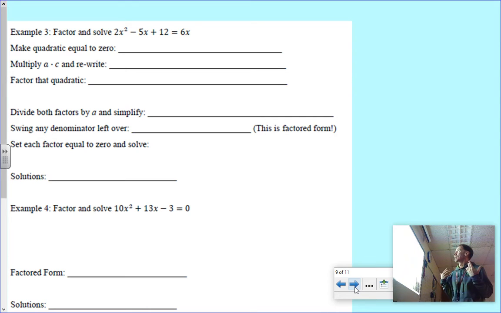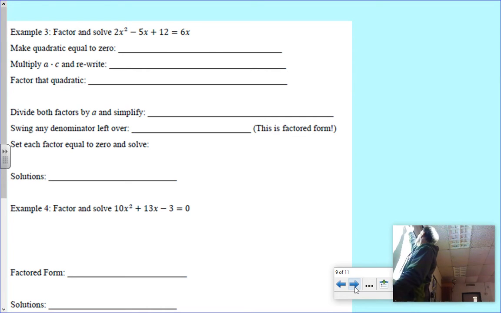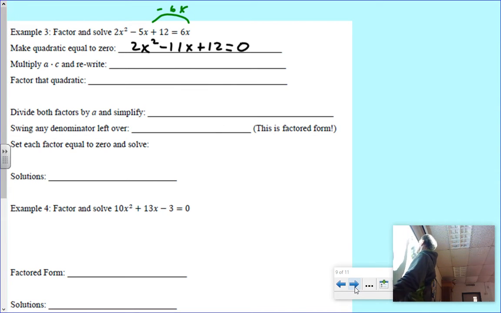First thing, check to make sure the quadratic is equal to 0. It's got to be everything on one side first. So if you see this one, we need to subtract the 6x from both sides. If I do that, my quadratic now becomes 2x squared minus 11x plus 12 equals 0. And now we can begin the process. Once it's equal to 0, we can start the factoring.